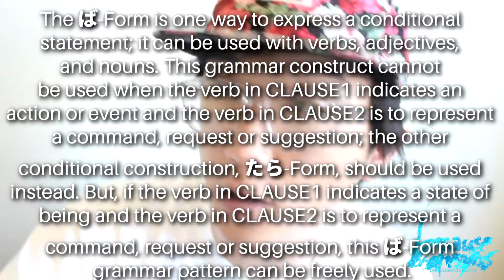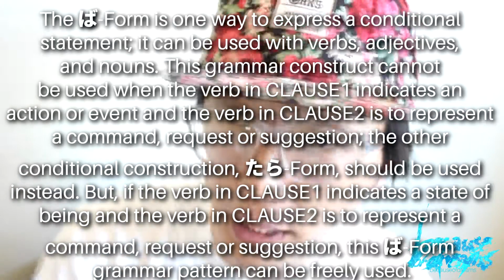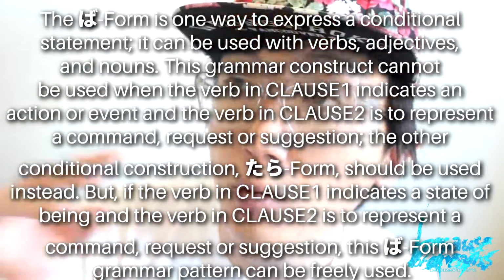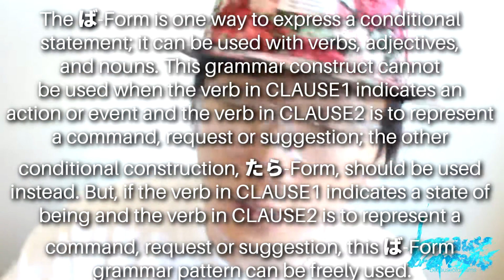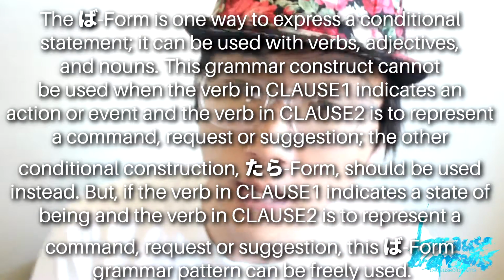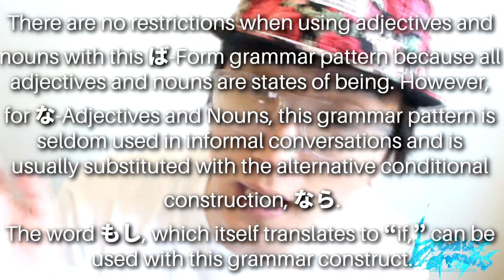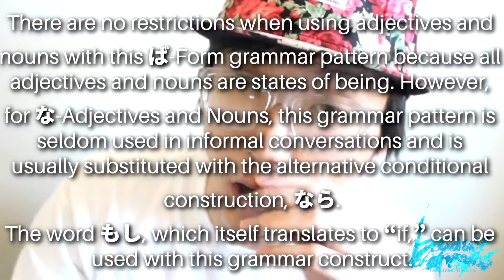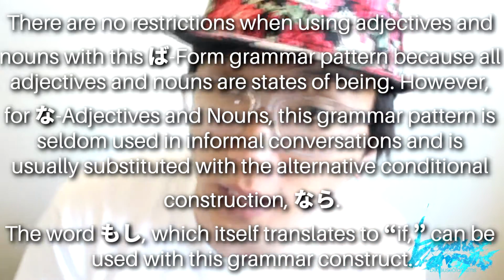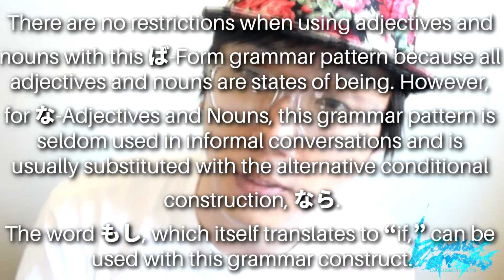However, if the verb in clause 1 is actually just a verb that expresses a state of being that isn't an action or an event, then the verb in clause 2 can freely be used as a command, a suggestion, or a request. We have no problem using the ba form here with that scenario. Extending that thought to using the ba form with adjectives and nouns, that restriction doesn't apply at all because adjectives and nouns are automatically expressions of state of being. We can use those freely with the ba form in this construct.